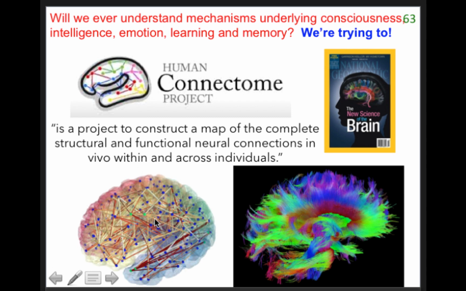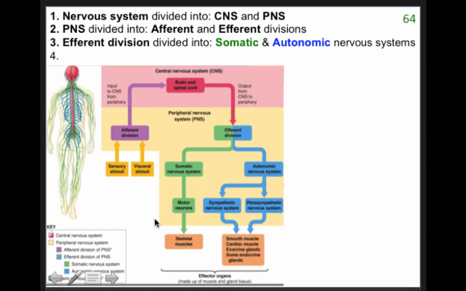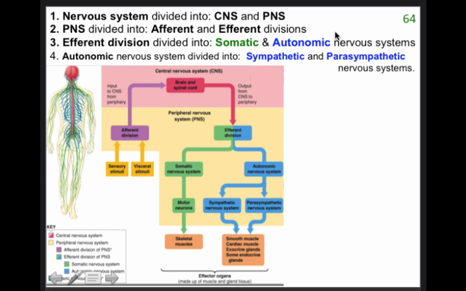All right, so let's continue and finish off our different divisions of the nervous system now. All right, so we've divided the nervous system into CNS and PNS, the PNS into afferent and efferent divisions, and then the efferent division divided into the somatic nervous system, which we just talked about in detail, the senses and the motor responses that we're conscious of. So now let's take a closer look at the autonomic nervous system, the side that takes care of your body mostly unconsciously, and we divide that into the sympathetic and parasympathetic nervous systems, right?